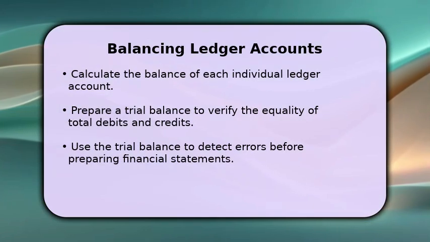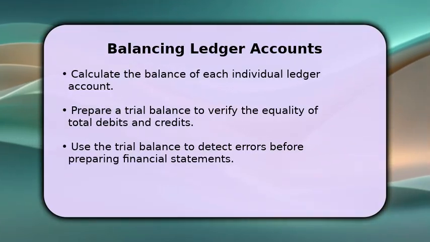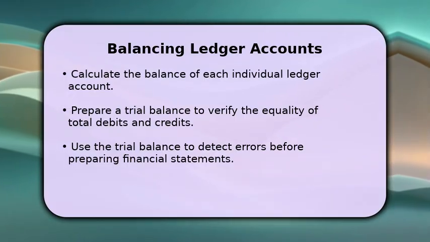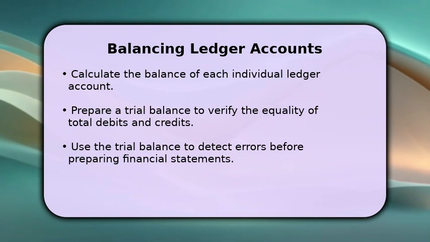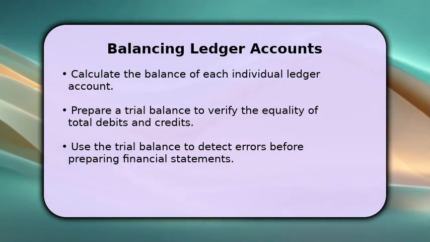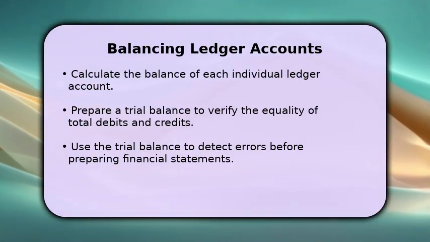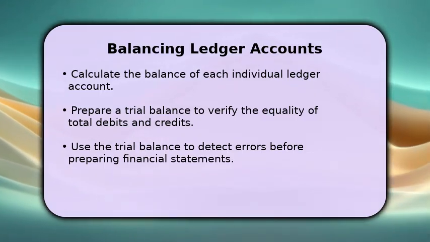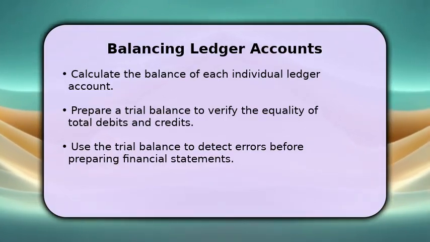Finally, after all transactions are posted, you'll balance each ledger account by summing the debits and credits to find the closing balance. These balances are then used to prepare a trial balance, a crucial statement that lists all account balances to ensure total debits equal total credits. This step is vital for identifying any mathematical errors before moving on to preparing the final financial statements, ensuring accuracy in your accounting records.